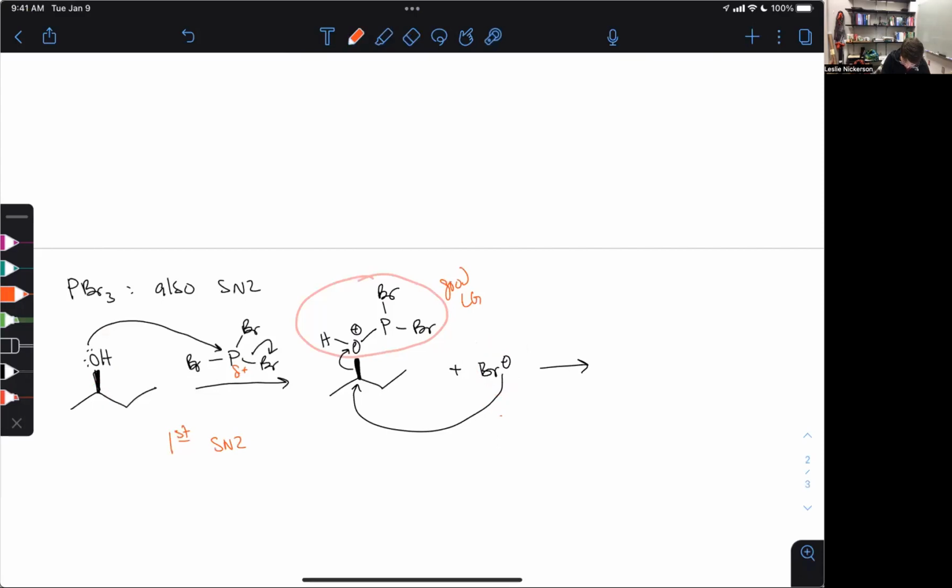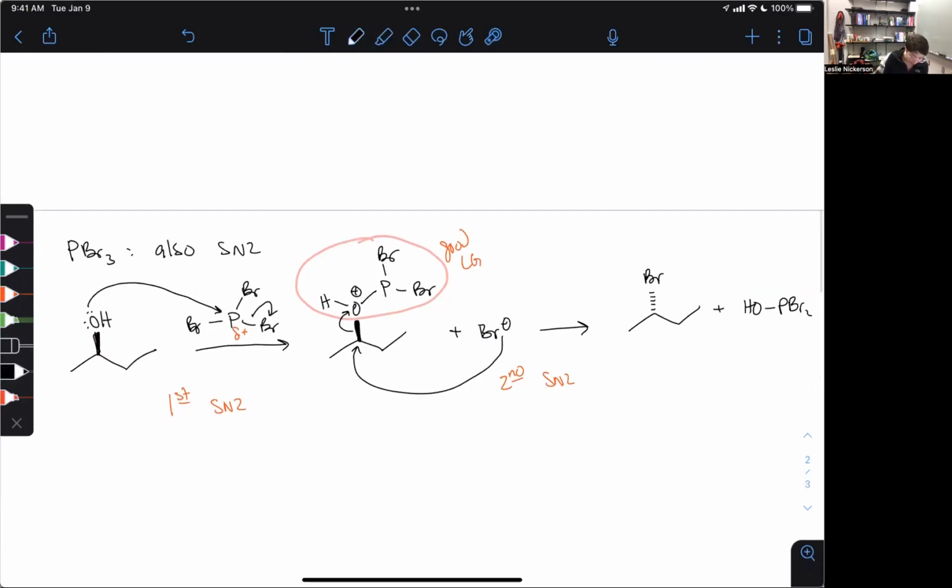This is our second SN2. This is the one that actually gives us inversion, because now it's happening on that carbon stereocenter. And we get the HO-PBr2 as our byproduct. This can still keep reacting until we have 3 oxygens and no bromines on there. But we have that product. And remember, we're going to look at inversion, because again, SN2 process.